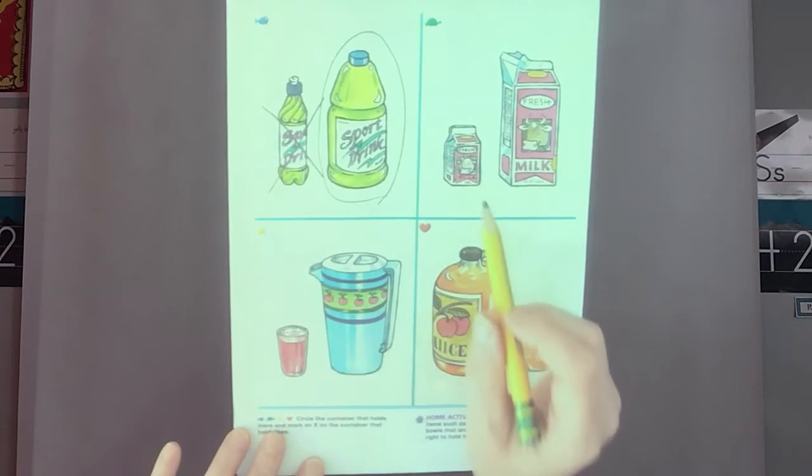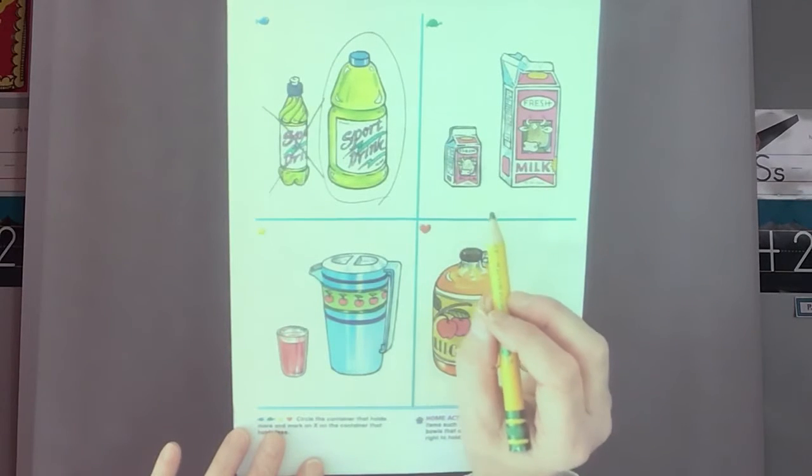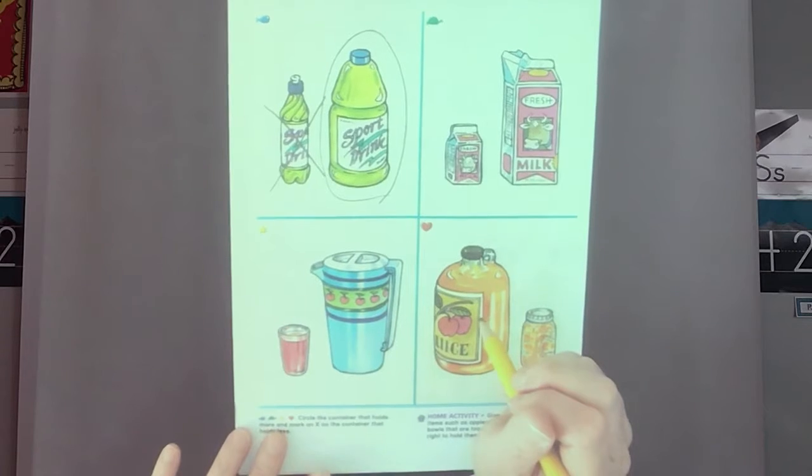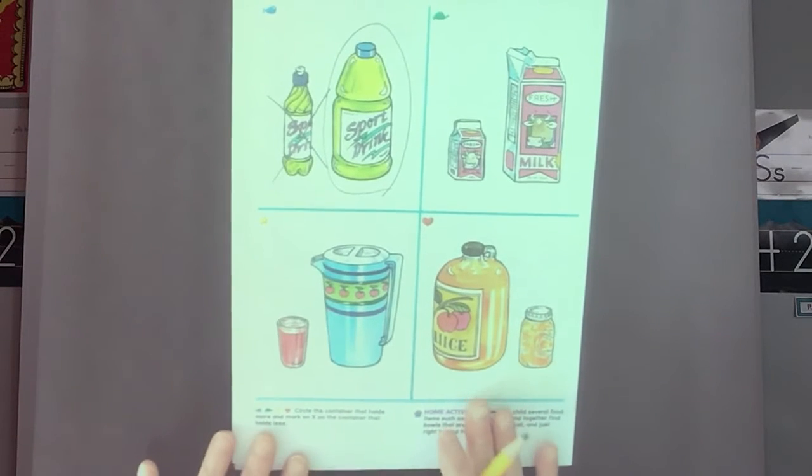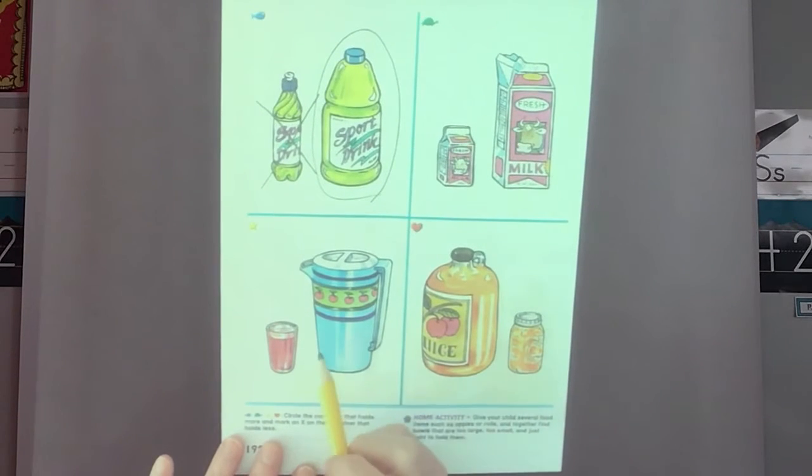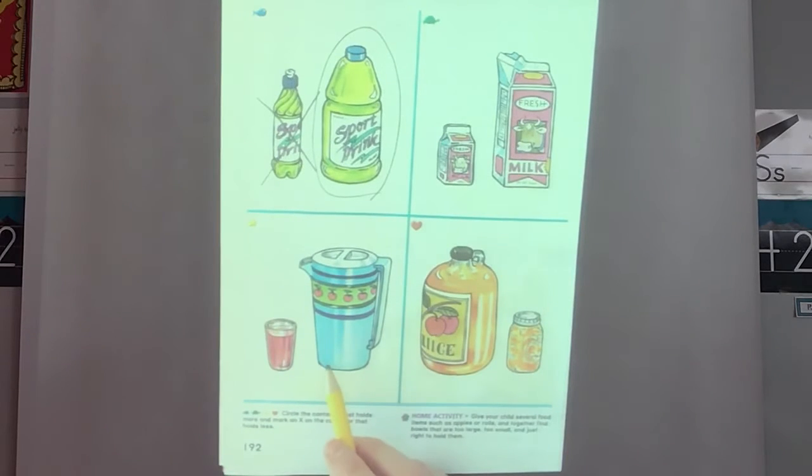Okay, put an X on the one that has less. Good. Okay. Of these two, this looks like you could have lemonade, or there's a Kool-Aid, maybe it's red, so maybe it's Kool-Aid. Circle the container that holds more of these two. And put an X on the one that holds less. Which one holds less?